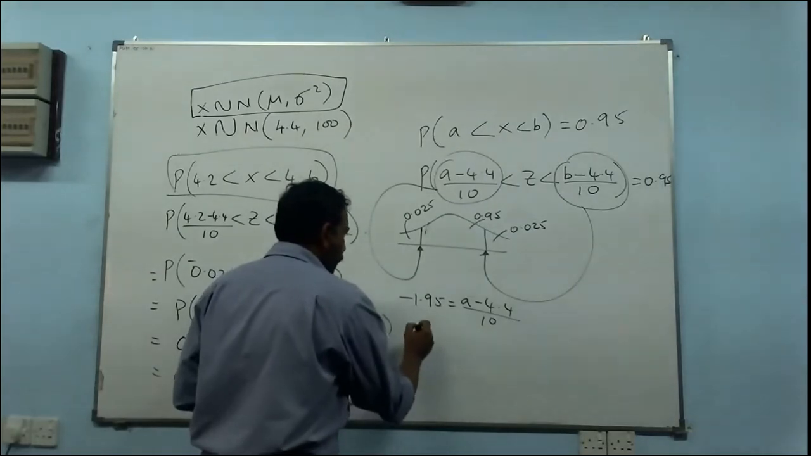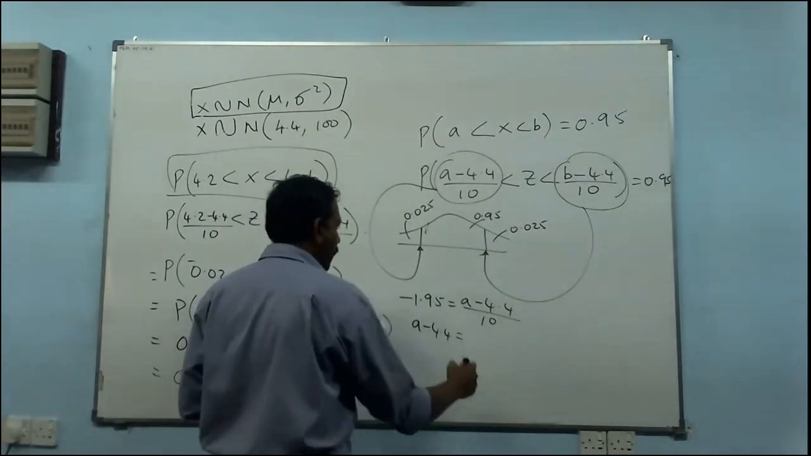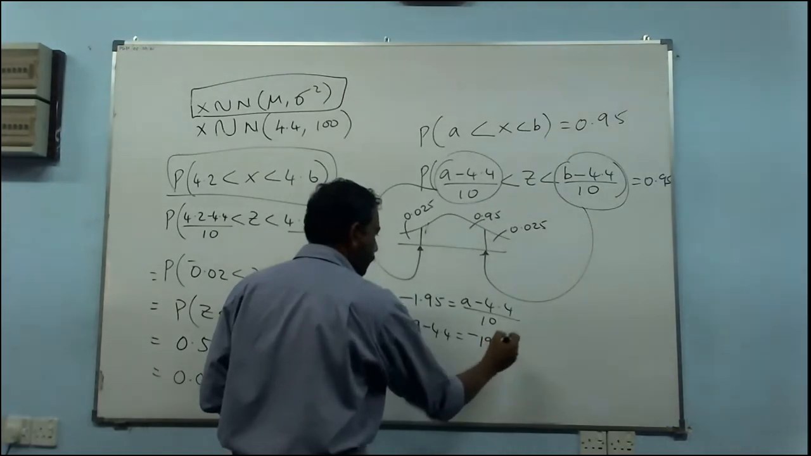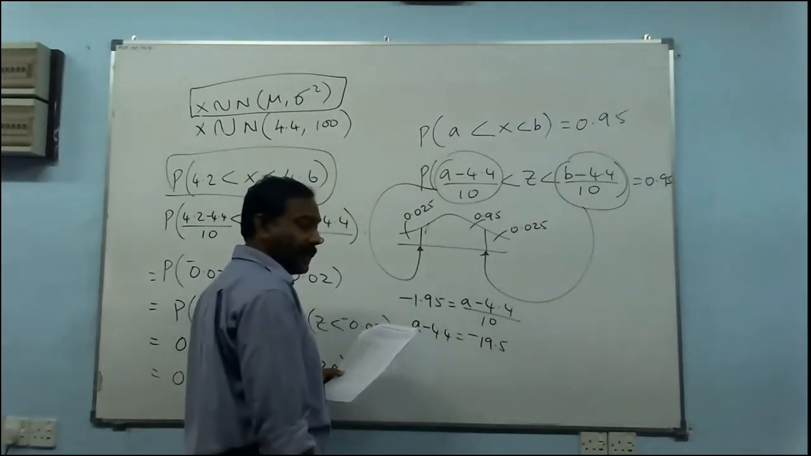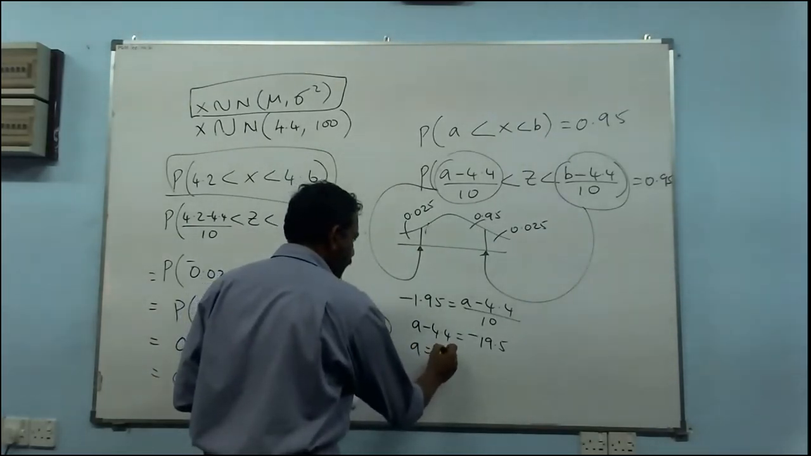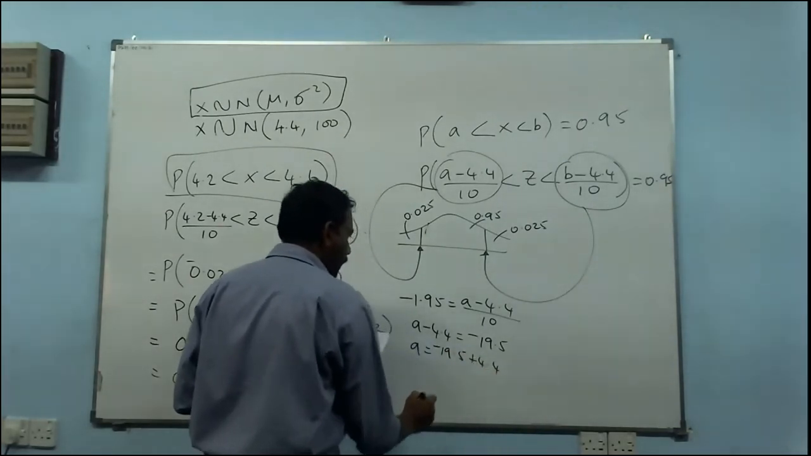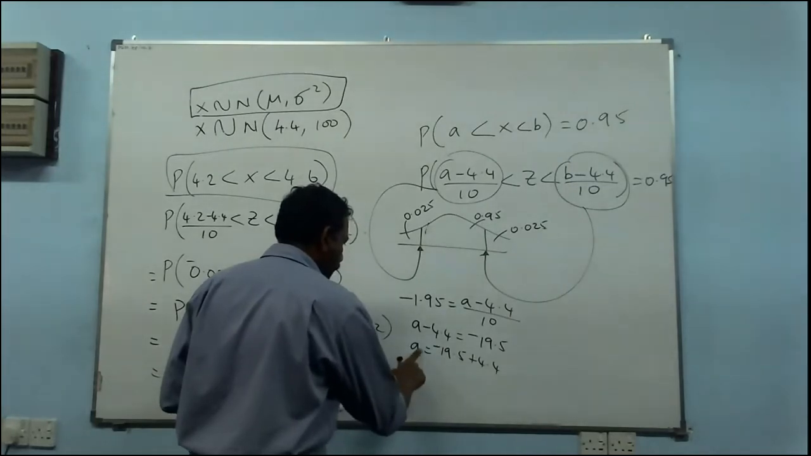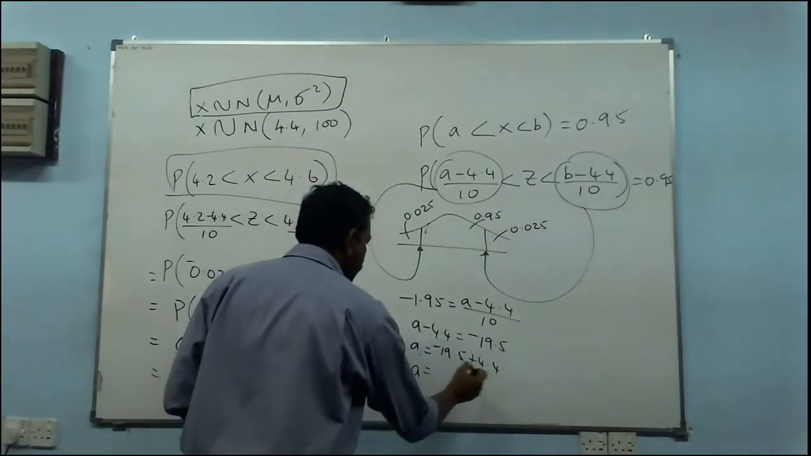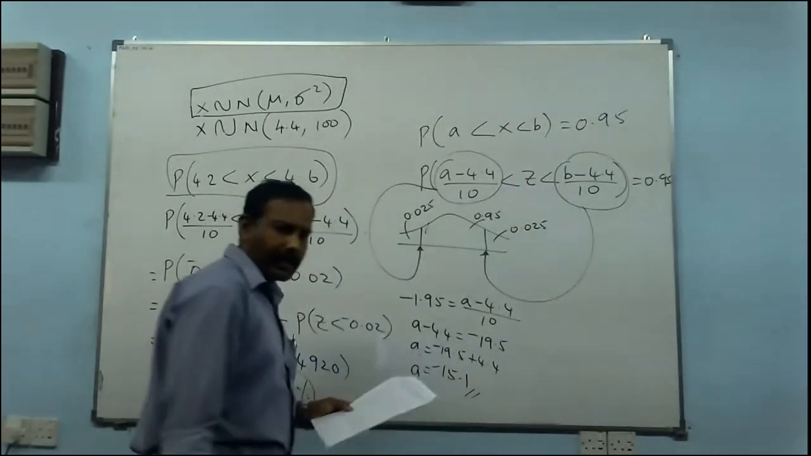So what is A then? A minus 4.4 is equal to minus 19.5. So A is equal to minus 19.5 plus 4.4. Right? So that is A, which is minus 15.1. That is the value of A.